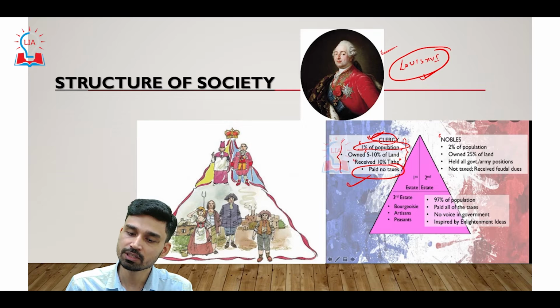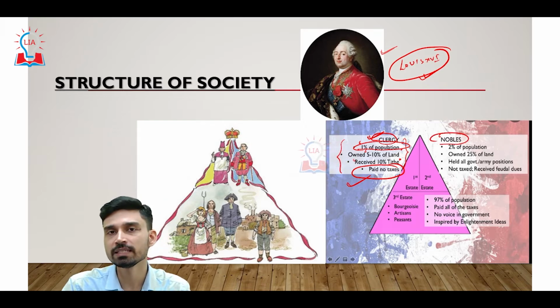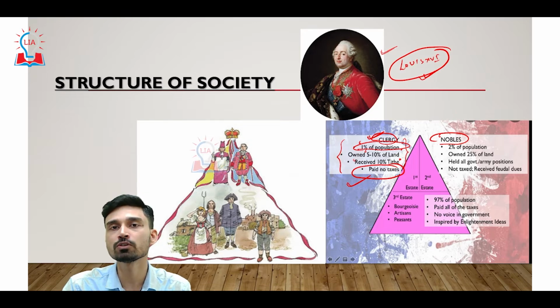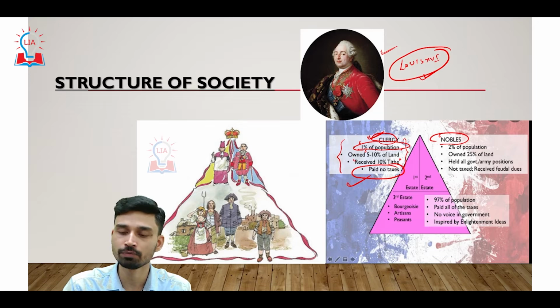On the second pedestal, we have the nobles. Nobles basically were those members of society who were born in noble families. They could also come from the members of the church. They can be members of the extended royal family, as well as some of the nobles also became noble after purchasing of high offices in the Kingdom of France.